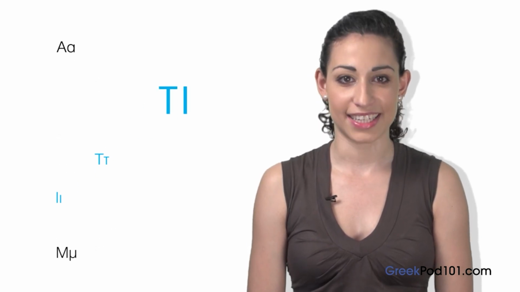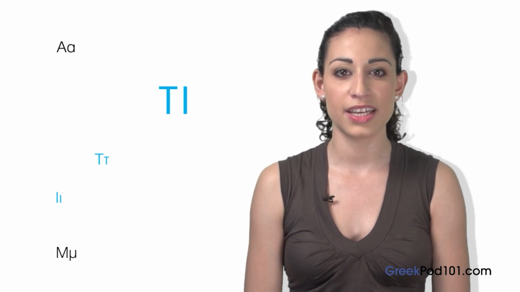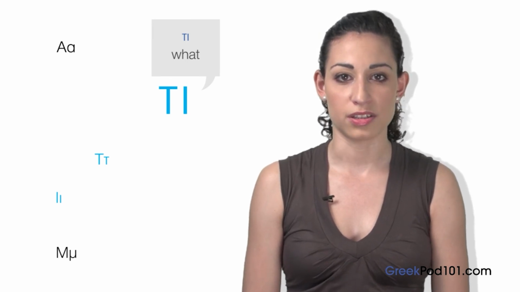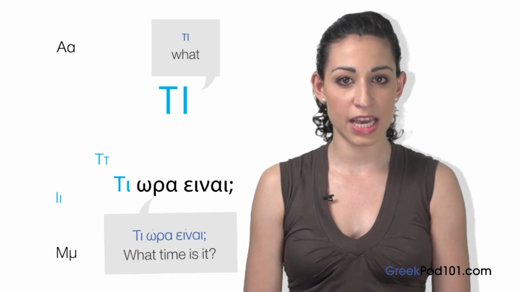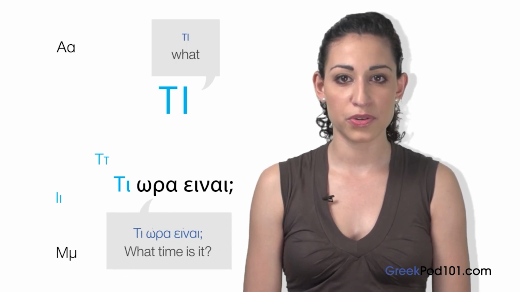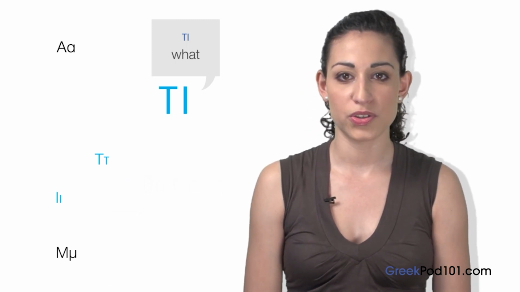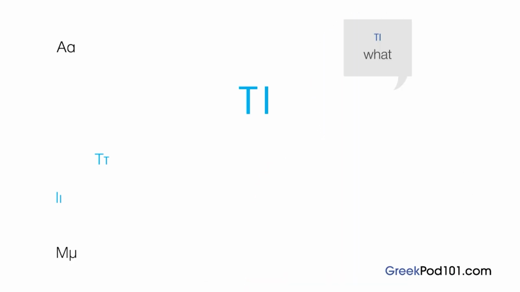All these were pretty easy, weren't they? Let's see what we can do with them. By themselves, taf and iota spell only one word in Greek, ti. Even though it's a very small word, it's very important and used all the time in Greek because it means what. For example, the first word in the question, τι ώρα είναι, which means what time is it? Other examples of its use are τι θα φάμε, or what will we eat? This word is also used in τι κάνεις, which means how are you? So let's write this very important two-letter word, τι.